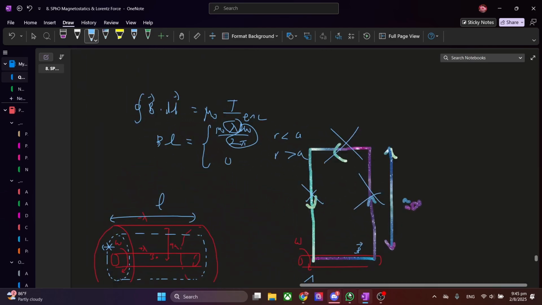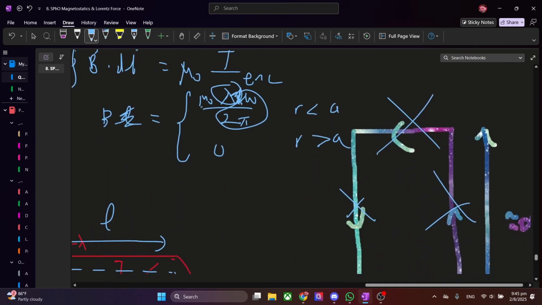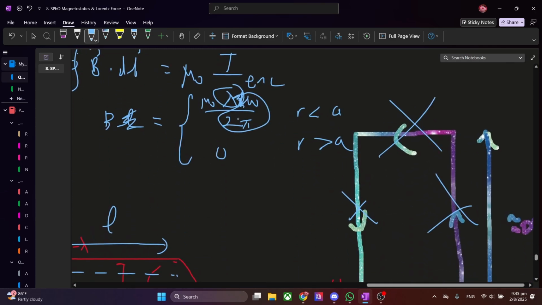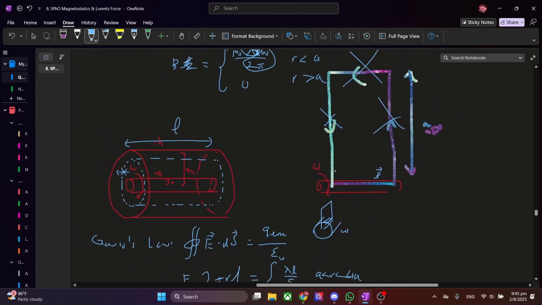There it is. Yep. So we just divide this by L, get rid of this, and we get our B is this. If we get rid of the L, it's mu naught lambda omega over 2 pi. That's only if it's inside, and 0 if it's outside.